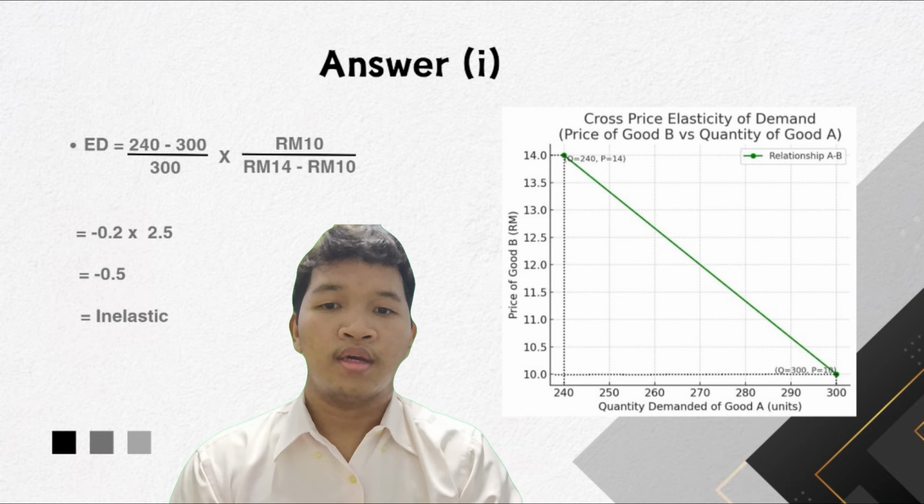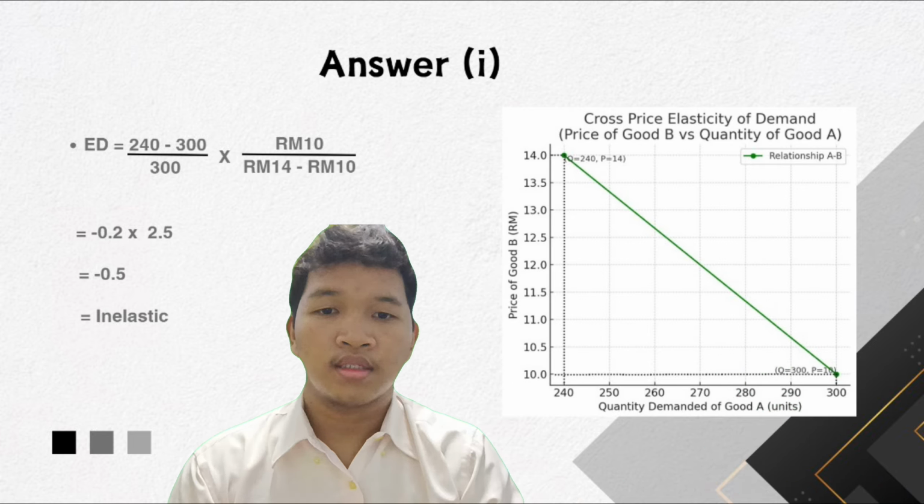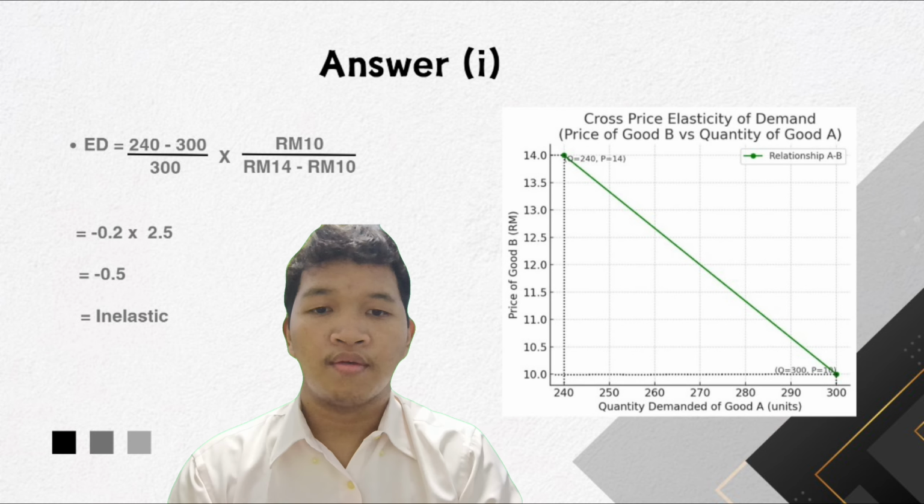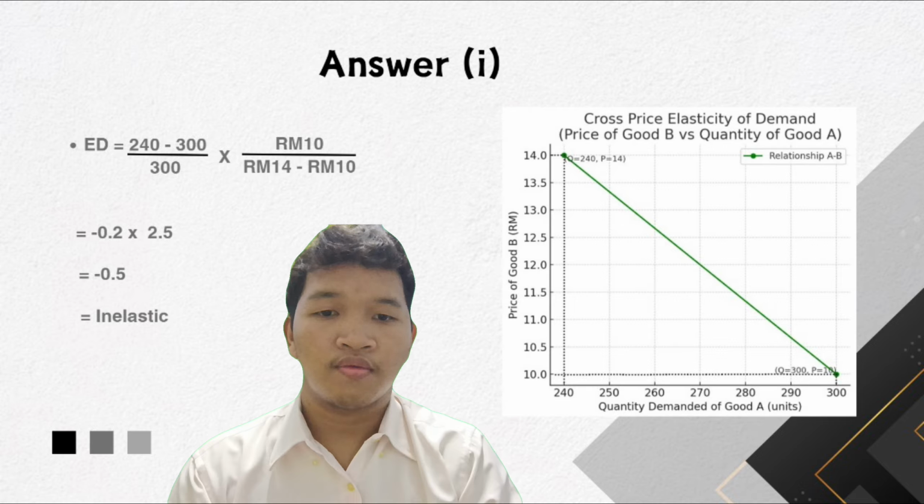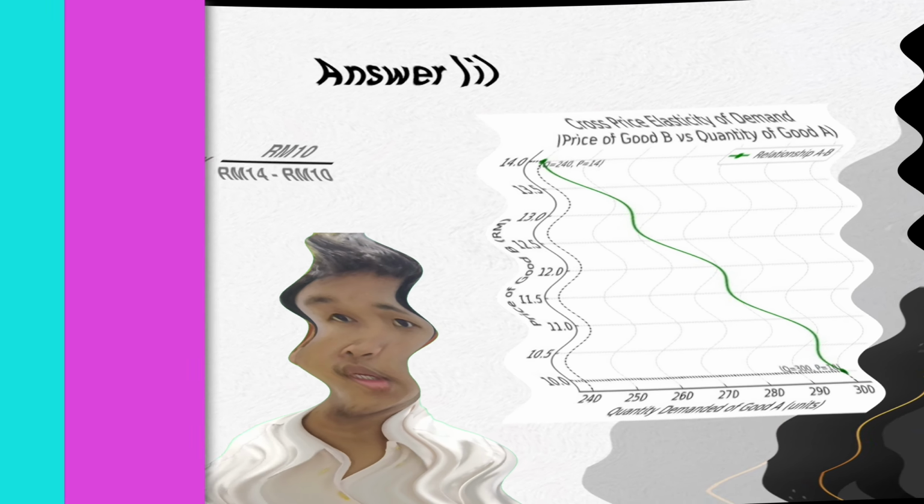Now let's look at the graph. On the x-axis, we have the quantity of good A. On the y-axis, we have the price of good B. The graph shows a downward sloping line, which means when the price of good B goes up, the quantity demanded for good A goes down. This clearly shows a negative relationship, proving that both goods are complements.